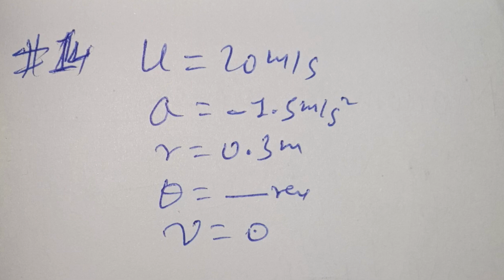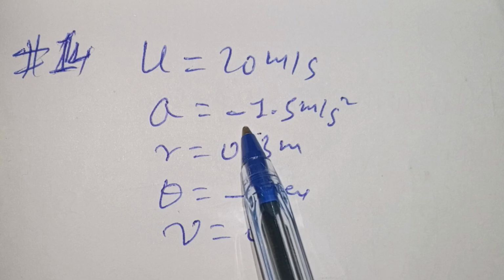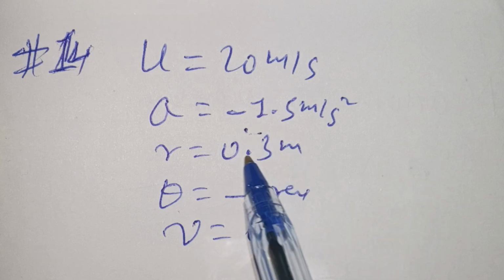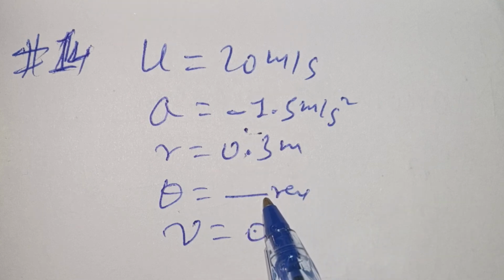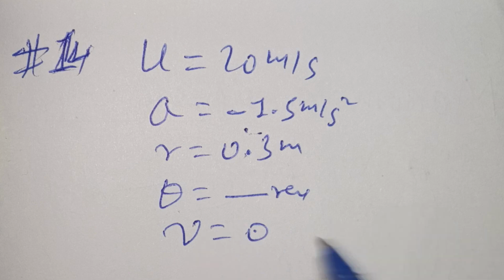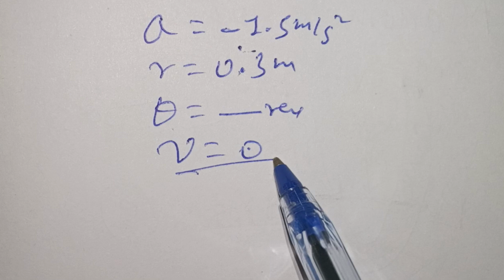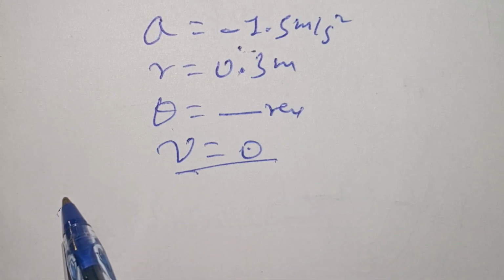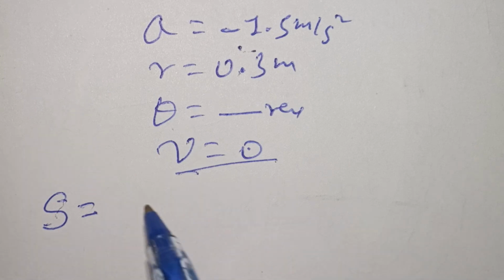So question number 14 says a car initially traveling at the speed of 20 meters per second undergoes a constant deceleration of 1.5 meters per second squared. So if the radius of each tire is 0.3 meter, then how many revolutions does each tire make before the car comes to rest? To do this, first of all, we have to find the distance traveled by the car when it finally comes to rest.